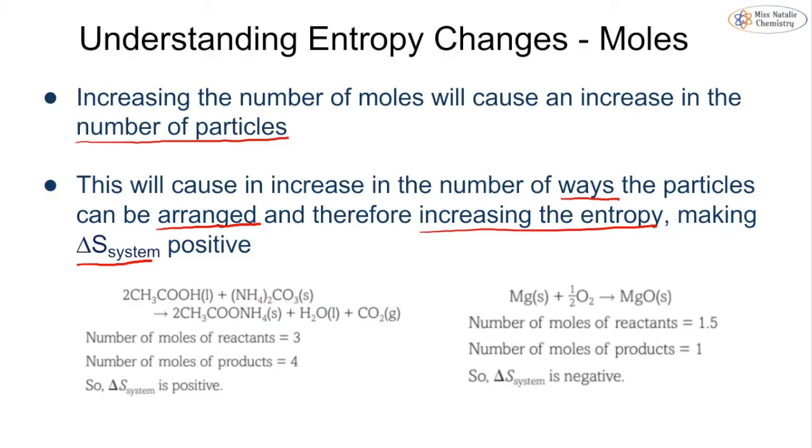So if we look at the first reaction, you can see that we're going from 3 moles of reactants to 4 moles of products. So this is an increase in our number of particles, meaning the entropy of the system is positive. If I look at my second reaction, I'm going from 1.5 moles of reactants to 1 mole of products. So this is giving me a decrease in my number of moles, meaning my entropy of the system is negative. Now that doesn't necessarily mean that the total entropy wouldn't be positive. That would be something we would need to determine by looking at the entropy of surroundings as well.